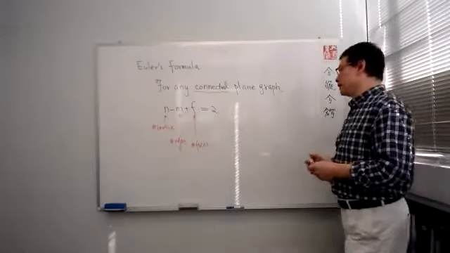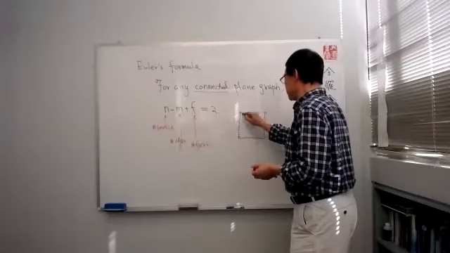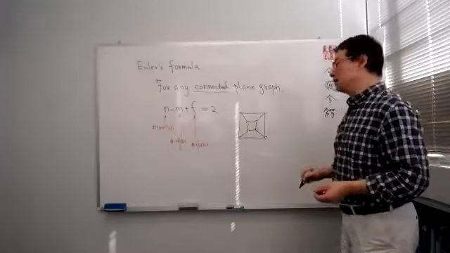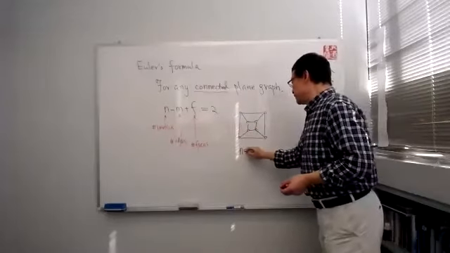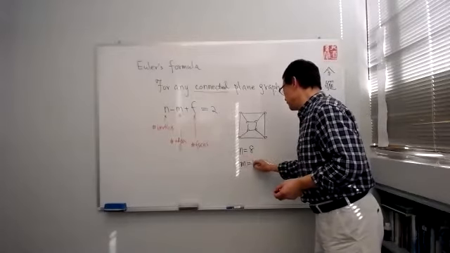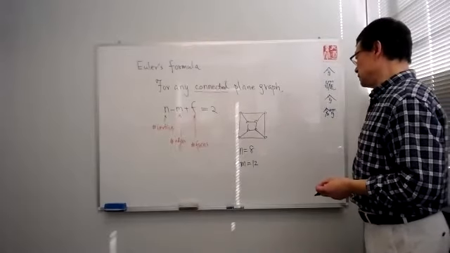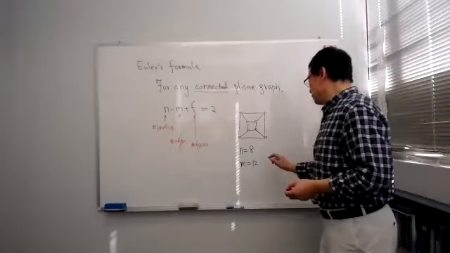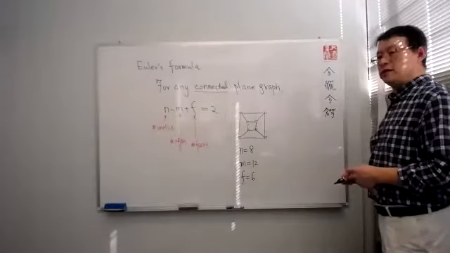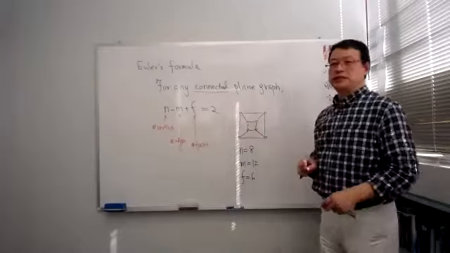All right. So let's take a look. For this graph, the number of vertices is 8. Number of edges is 12, right? Number of faces is 6. 14 minus 12 is equal to 2.